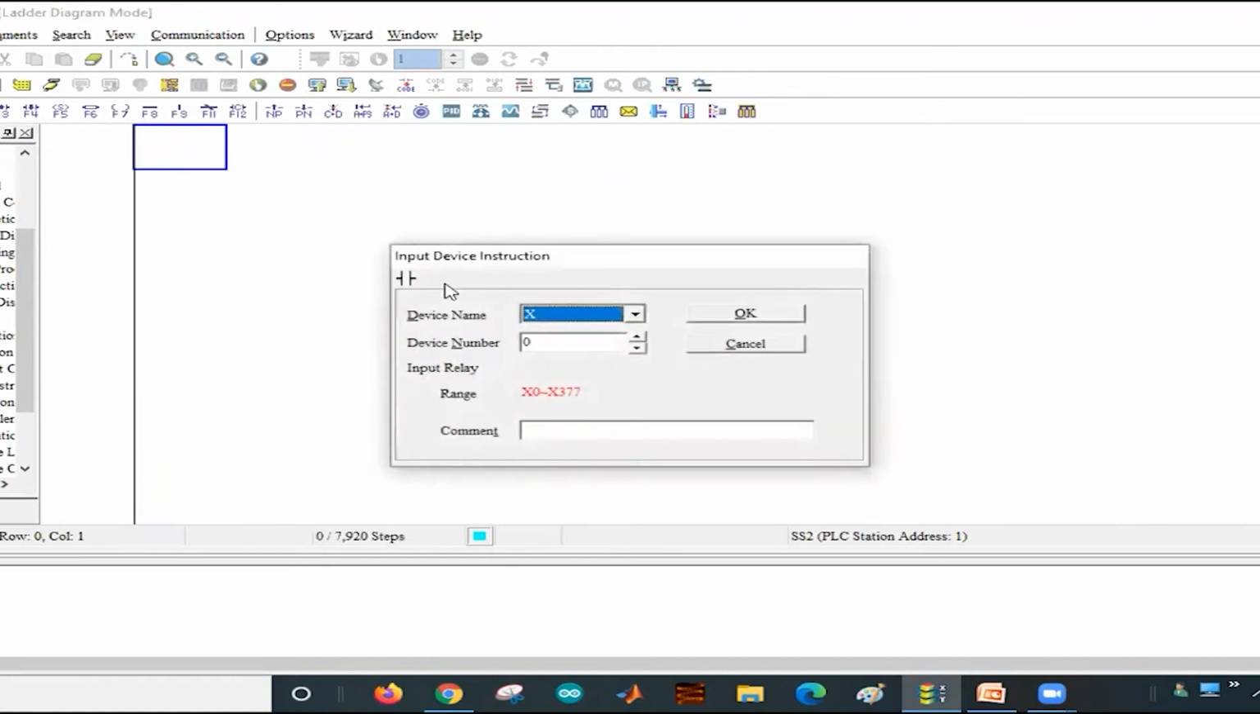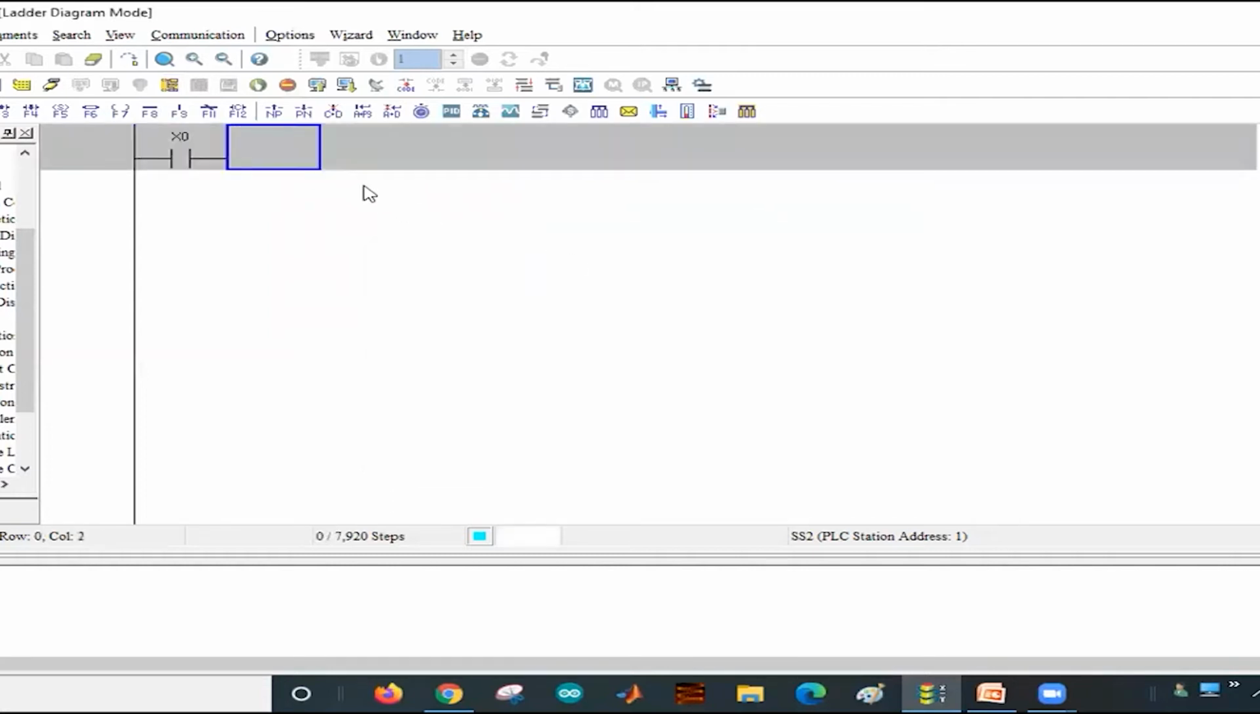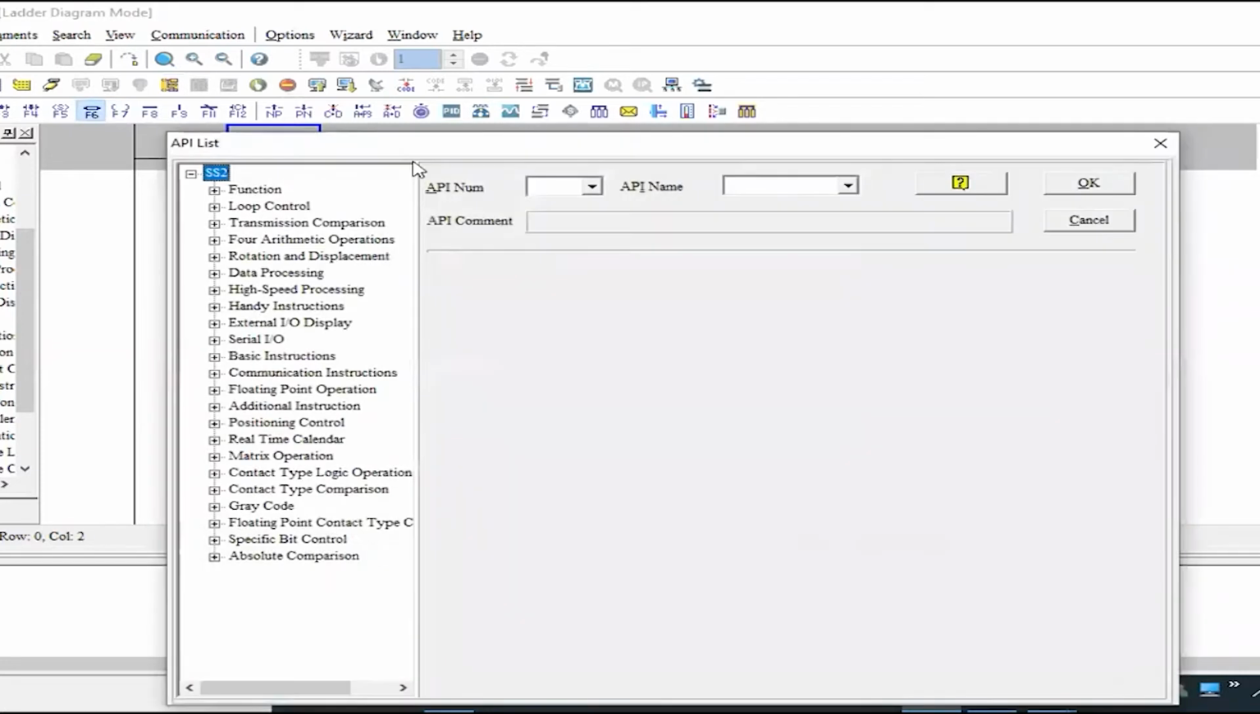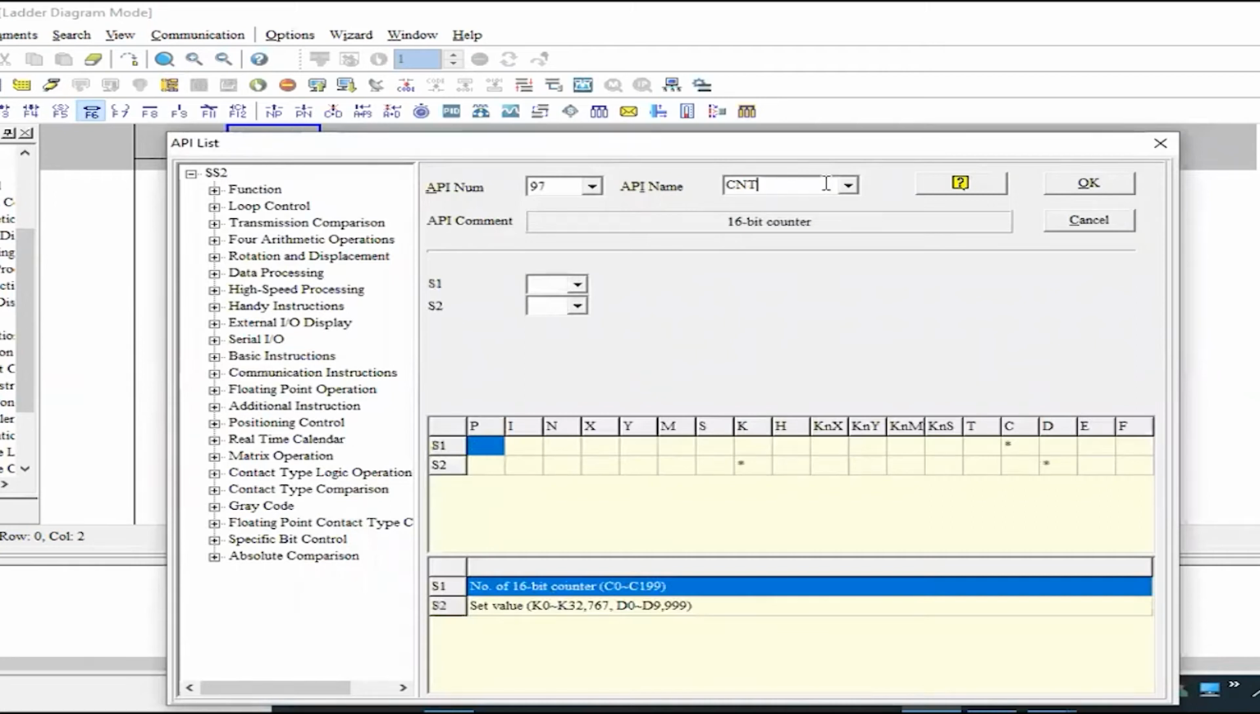Right. So if your photoelectric sensor detects the product, X0 will be on. Whenever X0 is on, the counter has to turn on. Counter has to turn on in the sense that the counter has to increment its value by 1. Right. If you want to know the information about the counter, you can go for help.